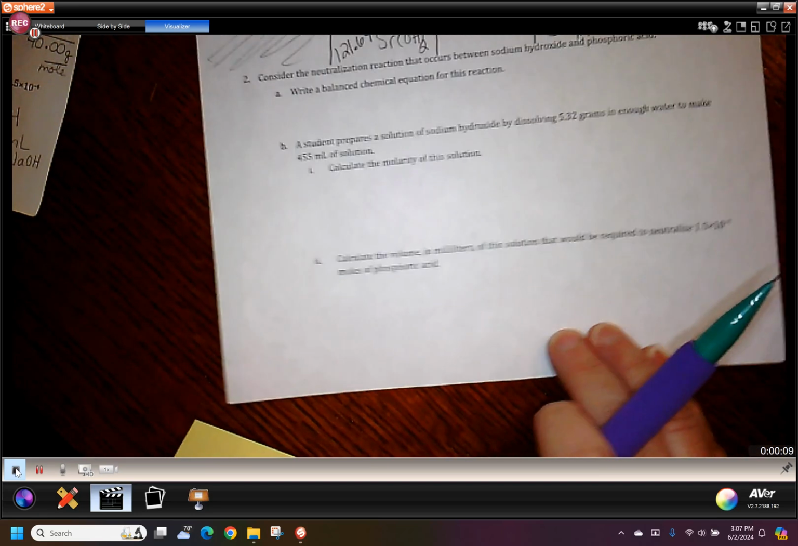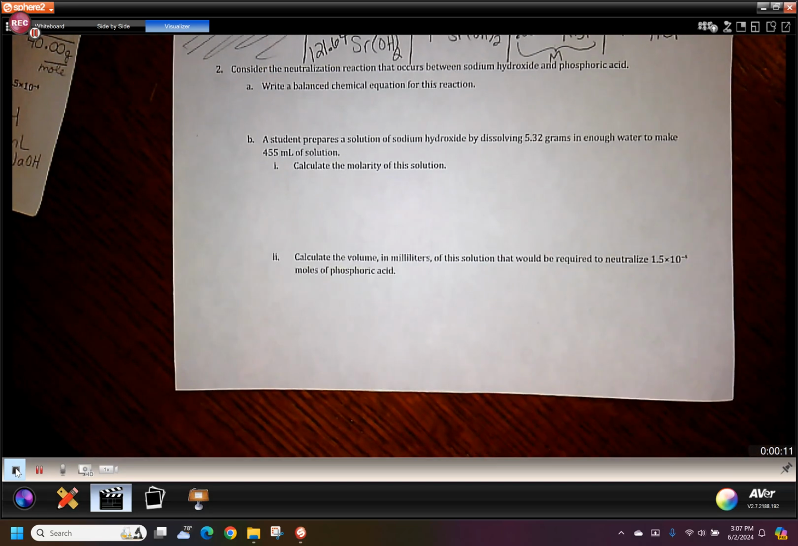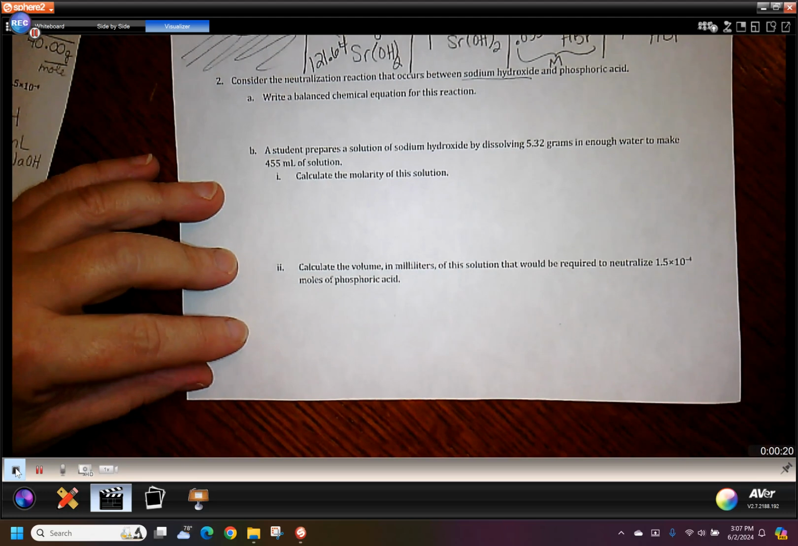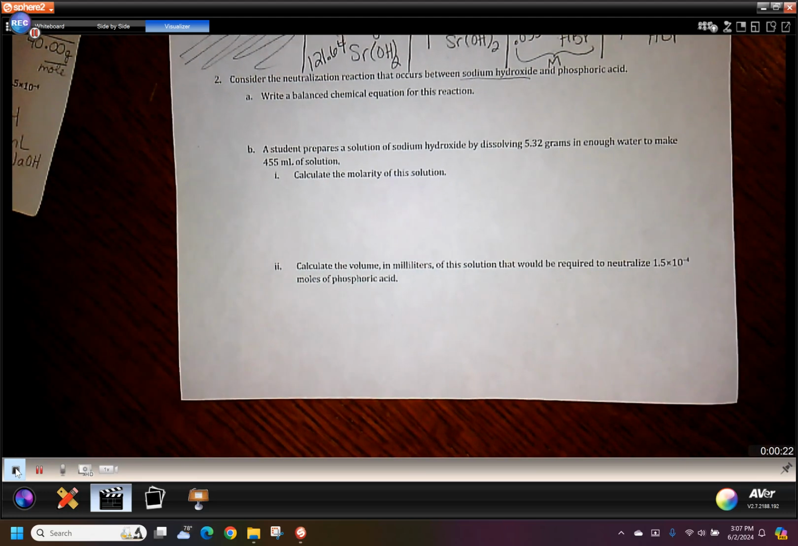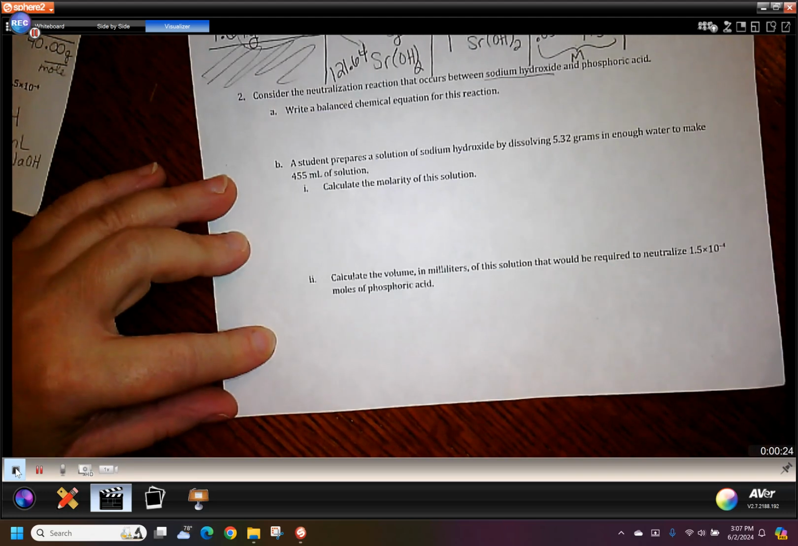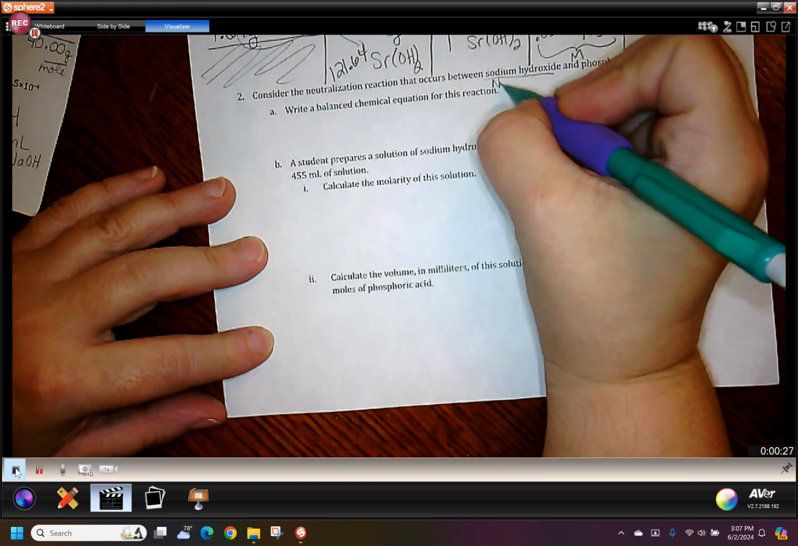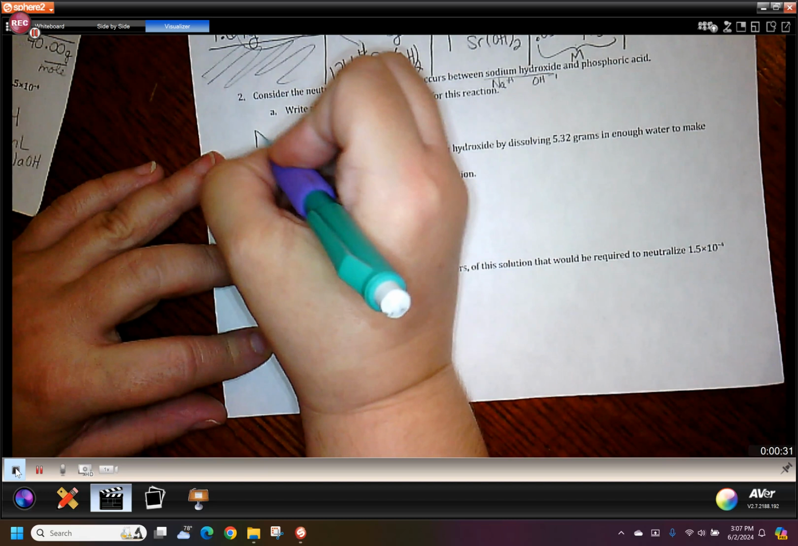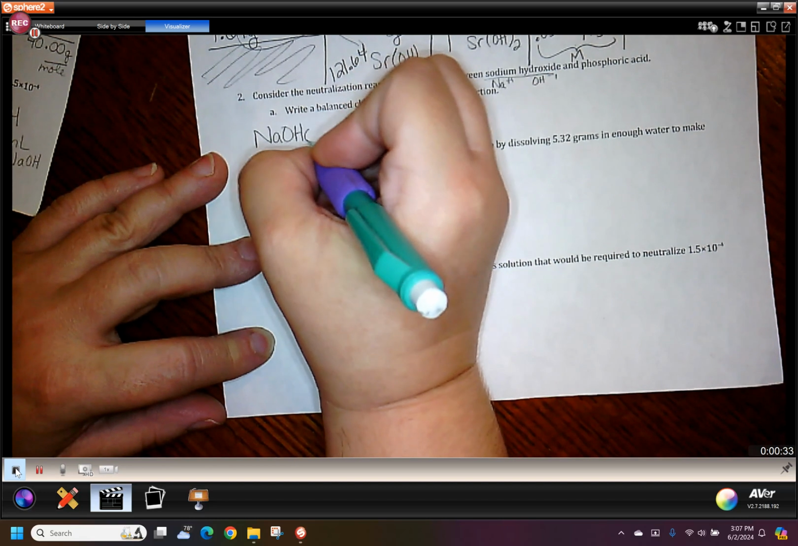Hey folks, I'm going to do another problem from the solution stoichiometry practice. Here we're going to do number 2, and for 2A, I have to write a balanced reaction. I see that it says sodium hydroxide, and I know that's a strong base, so this is going to be a double replacement reaction. Sodium is Na plus 1, hydroxide is OH minus 1. So I'm going to have NaOH aqueous.